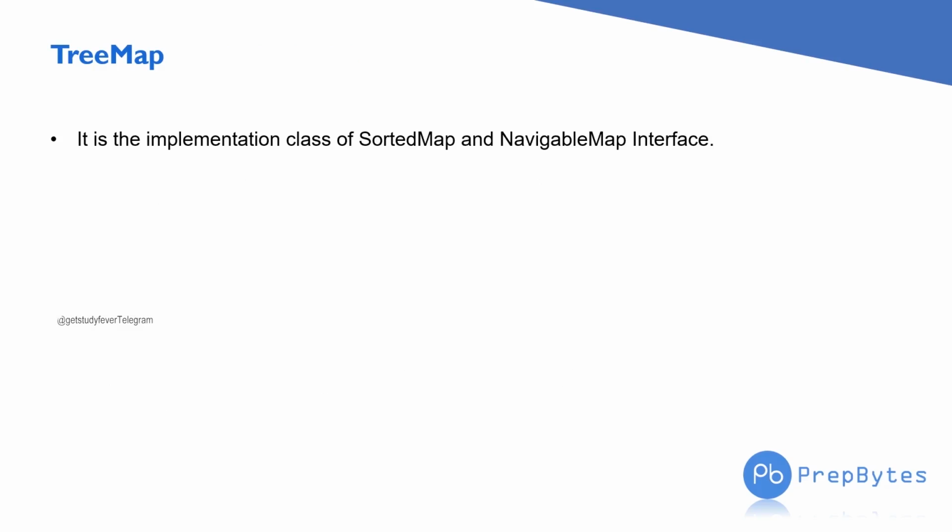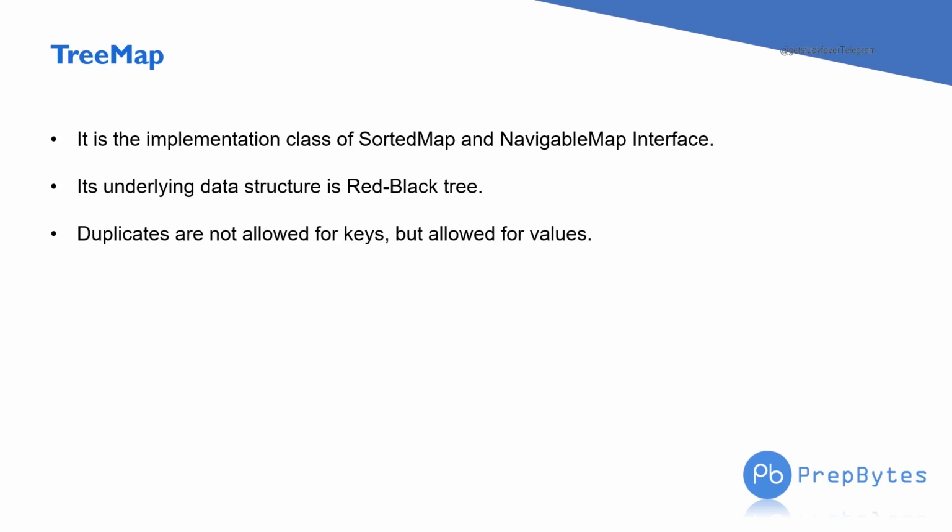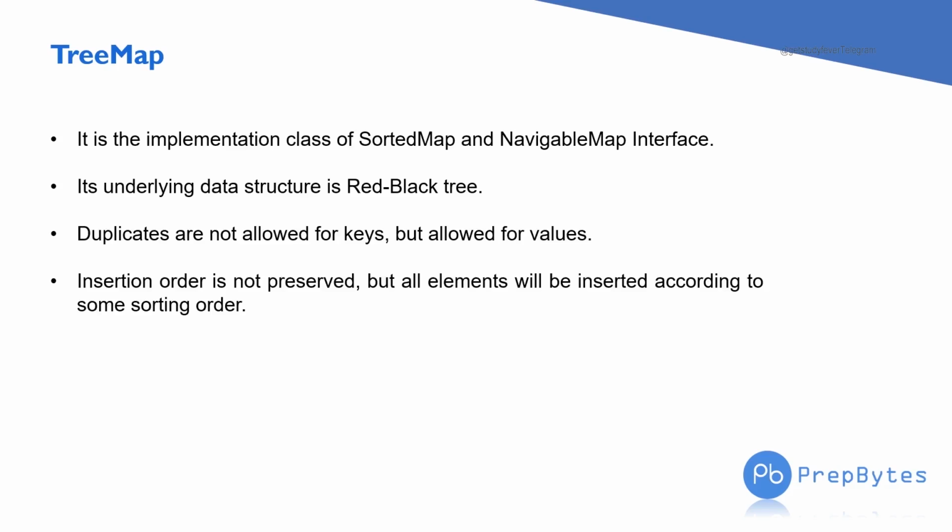Okay, now next is TreeMap. It is an implementation class of the SortedMap and NavigableMap interfaces. So all the methods which I have just shown you are actually implemented in TreeMap, and you can use these methods by declaring a reference variable of TreeMap. We have done this in TreeSet also, so you have to write that code. Its underlying data structure is a red-black tree, so you will learn about red-black trees in data structures. Now duplicates are not allowed for keys, but values are allowed. Insertion order is not preserved, but all the elements will be inserted according to some sorting order. We have also seen these points.